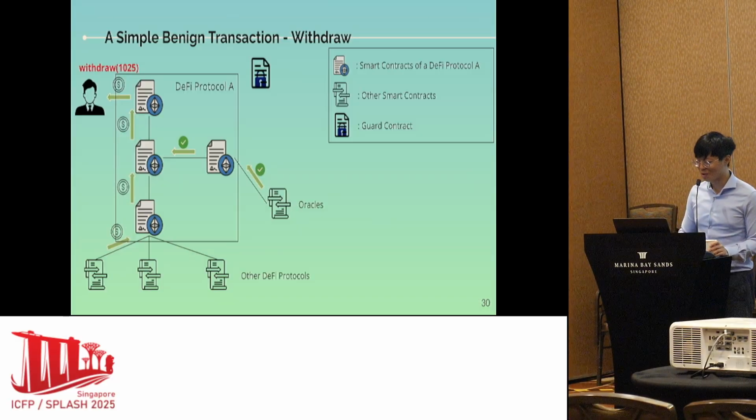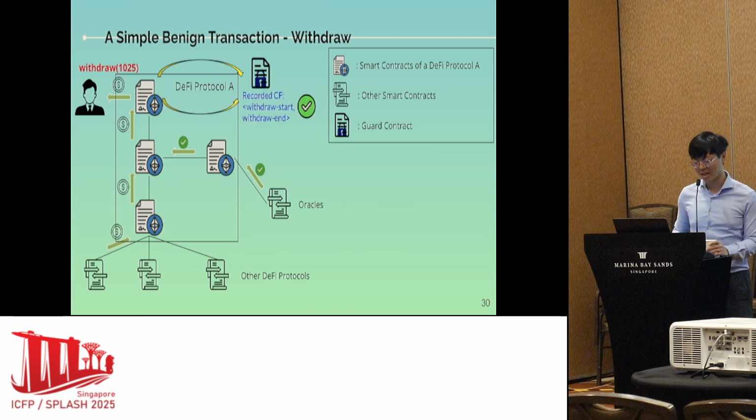And how can we enforce such a policy? Let me illustrate with a simple example involving the previous illustrative example I used. Take the withdrawal function, in a benign transaction: the user calls the upper-level contract, which in turn invokes a guard contract. When a user invokes the withdrawal function, at the start and the end of its execution, it reports the control flow to another smart contract, which is the guard contract, and it records that the control flow is withdraw start and withdraw end. It is one simple invocation, which is trivial, and we allow it.